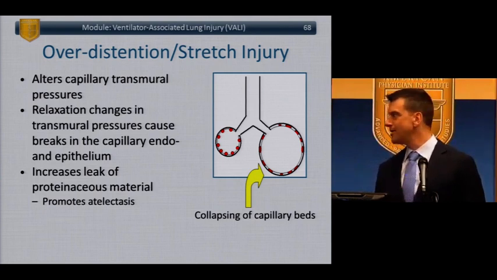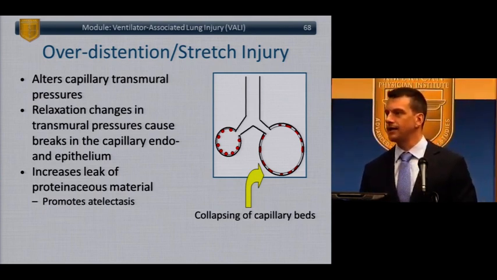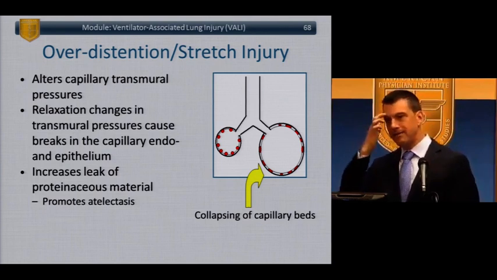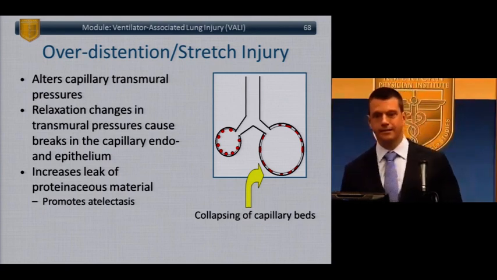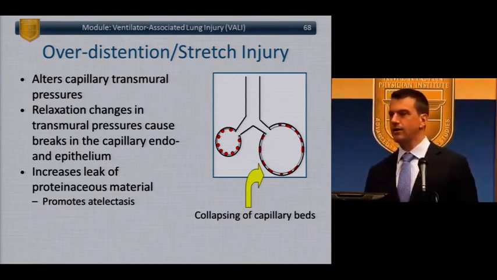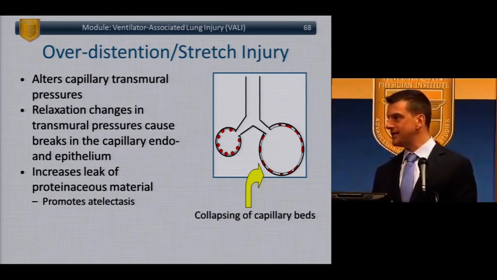You can see that the capillary beds now in this overdistended blood are not getting there, so this is becoming more effectively dead space ventilation in those overdistended. And then you get all of the proteinaceous materials due to the leakiness of the alveolar cellular structure.